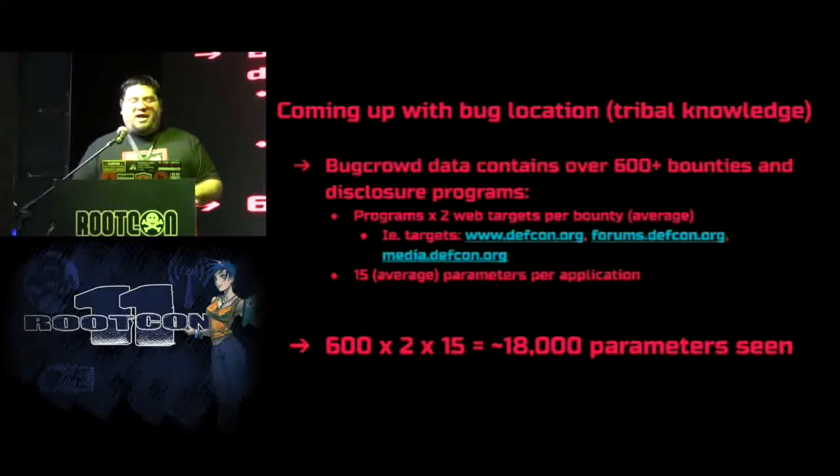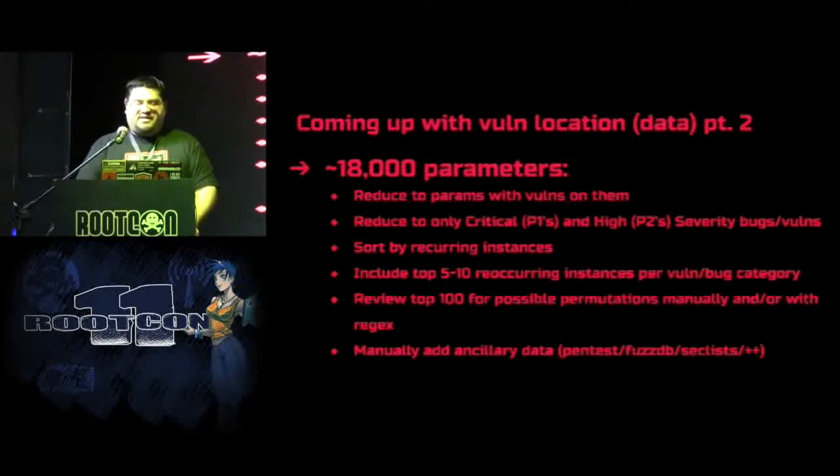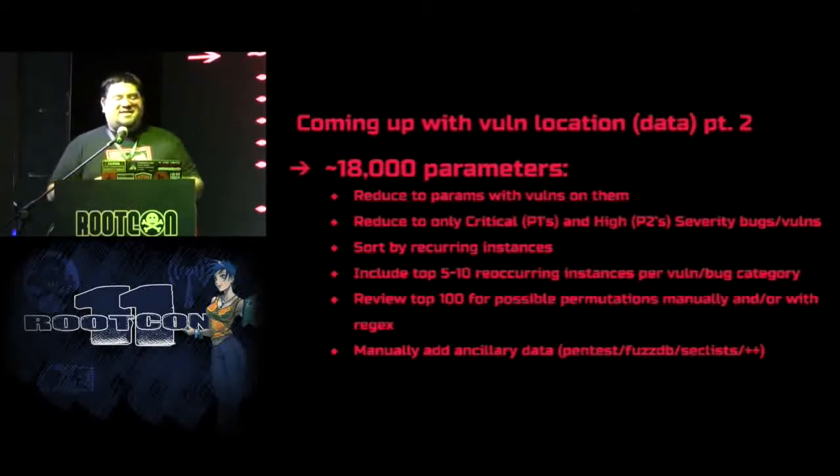Then we took a quick poll: how many unique parameters, which is how you pass data into web applications, does each one of these targets have? It came out to somewhere around, give or take, 18,000 parameters on which Bugcrowd had seen vulnerabilities. So this is where the data set for the tool that we made came from. We took these 18,000 parameters and reduced them to only the ones that had vulnerabilities on them. Then we reduced them again to only alert you when we've seen parameters that have critical bugs on them.